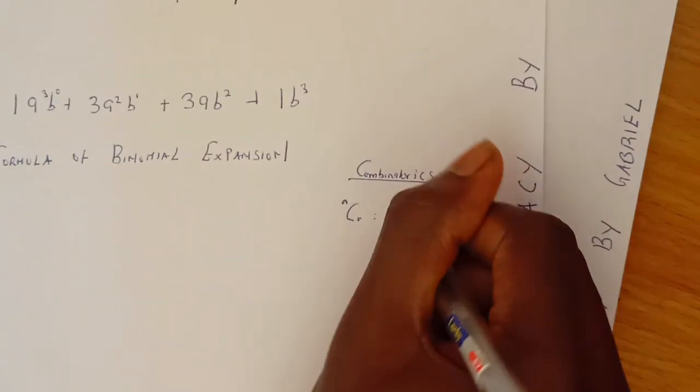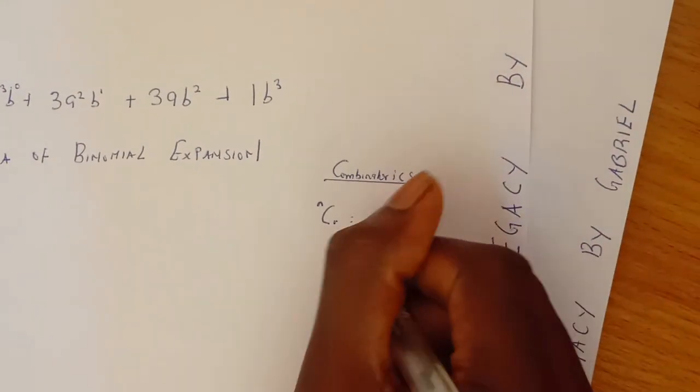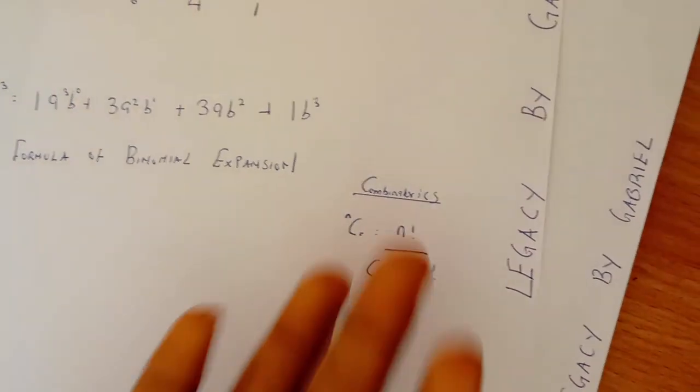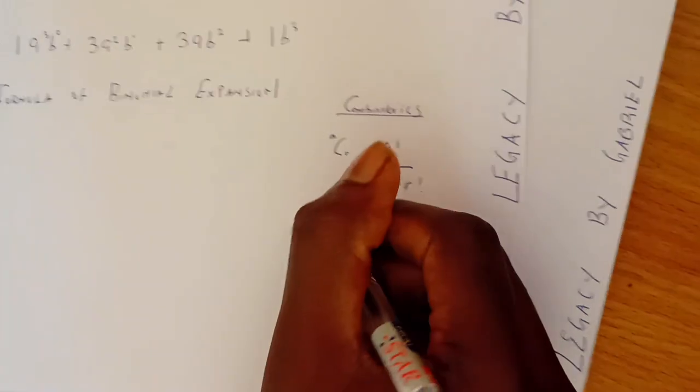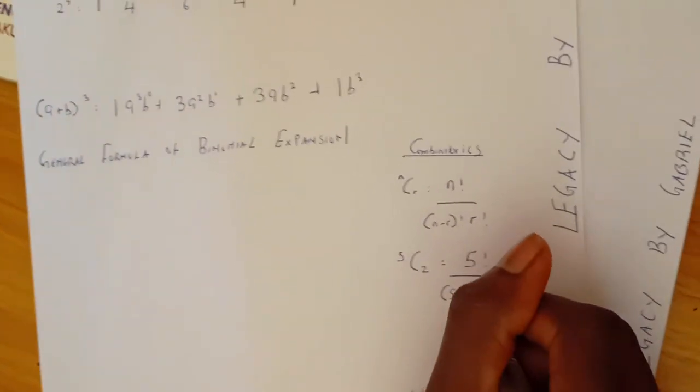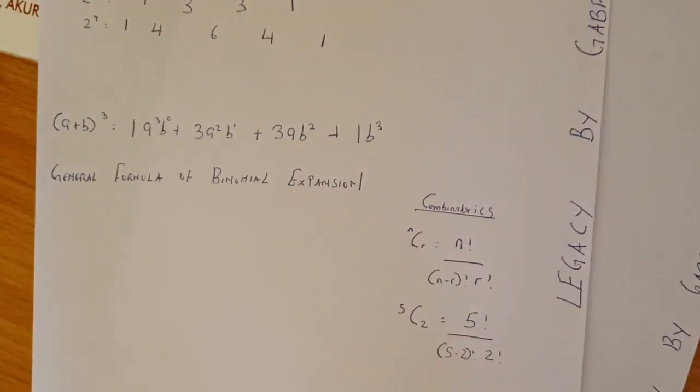So this is going to be n factorial divided by n minus r factorial, r factorial, right? So let's impute numbers there and see how it works. Let's say we have n as 5 and r as 2. We're going to have 5 factorial divided by 5 minus 2 factorial, 2 factorial, right?